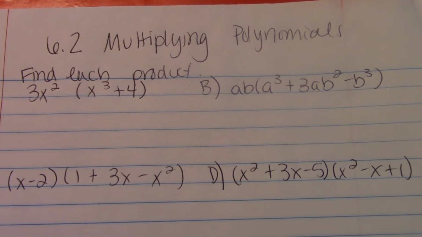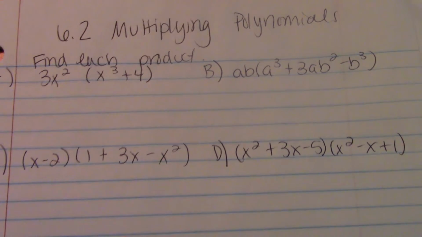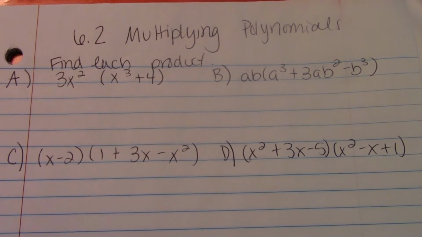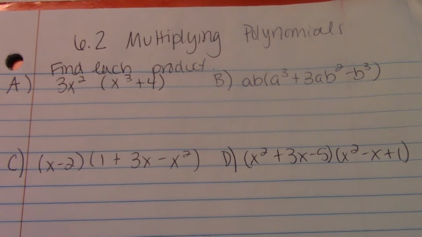6.2, Multiplying Polynomials. Find each product. A, 3x squared times the quantity x cubed plus 4.